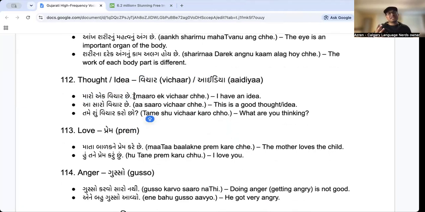When you have something that's intangible, sometimes in Gujarati they're not going to say mari pase. Mari pase is usually how you say "I have." So you don't often say mari pase vichar che. You would just say maro, my one idea is. That's how they say that with a lot of intangible things. So maro ek vichar che, I have an idea. Saro vichar che. This is a good thought, or this is a good idea.